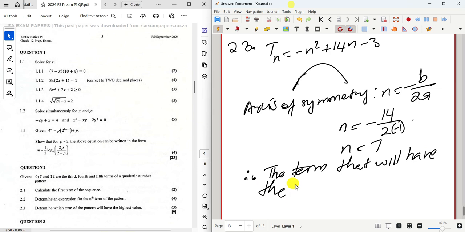The term that will have the highest value is T7. Okay. It is T7 that will have the highest value. In fact, I shouldn't have written this essay. I should have just said T7 will have the highest value.